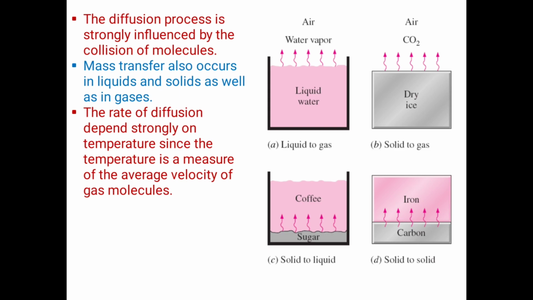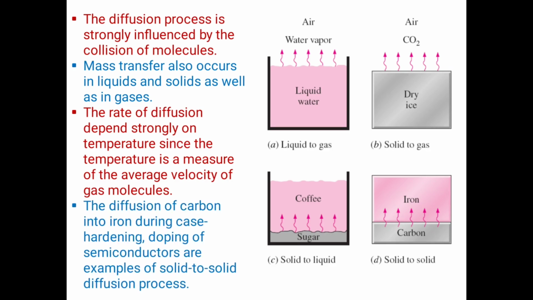The rate of diffusion depends strongly on the temperature, since temperature is a measure of the average velocity of the gas molecules. The diffusion of carbon into iron during case hardening and the doping of semiconductors are examples of solid to solid diffusion processes.